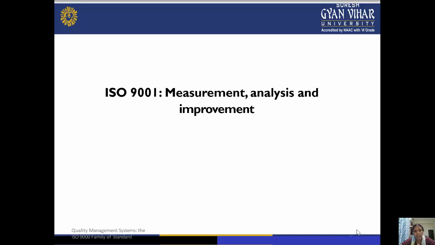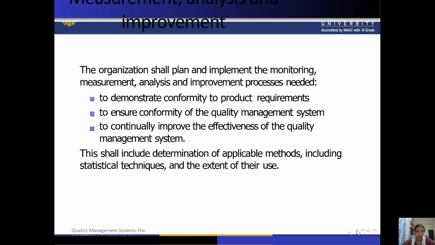Next is measurement, analysis and improvement as per ISO 9001. Measurement, analysis and improvement as per ISO 9001 includes: the organization shall plan and implement the monitoring, measurement, analysis and improvement processes needed to demonstrate conformity to the product requirements, to ensure the conformity of the quality management system, and to continually improve the effectiveness of the quality management system.